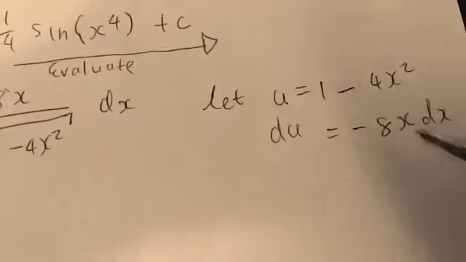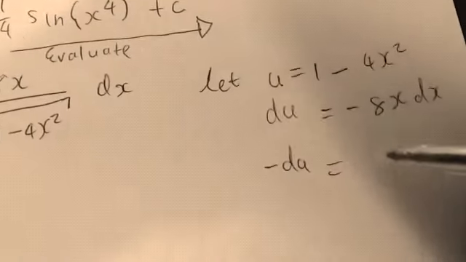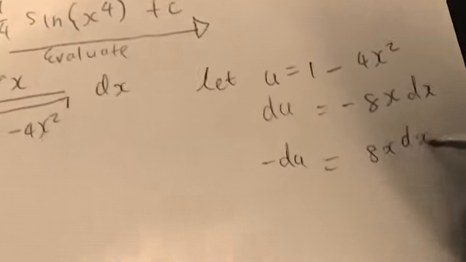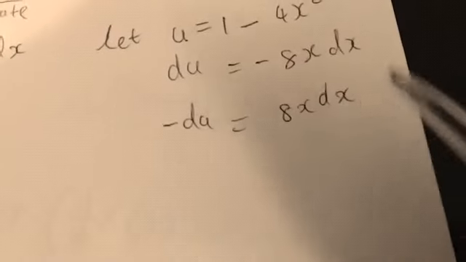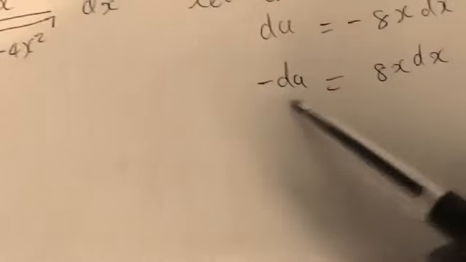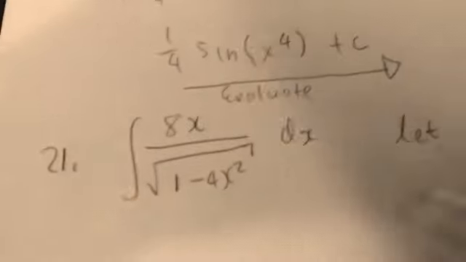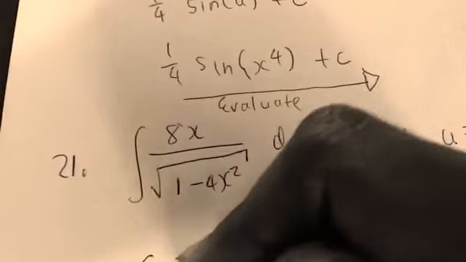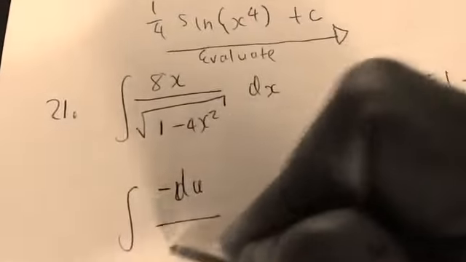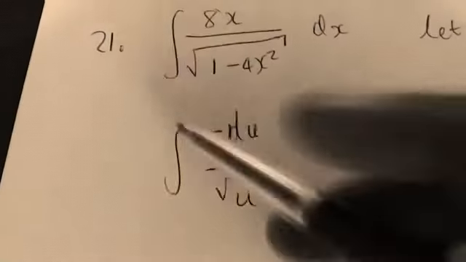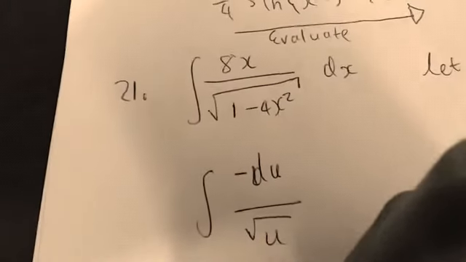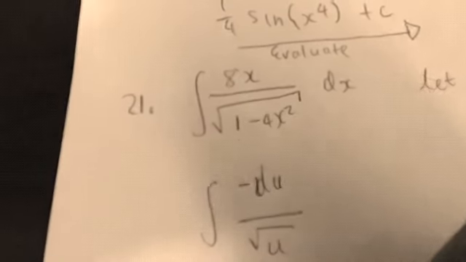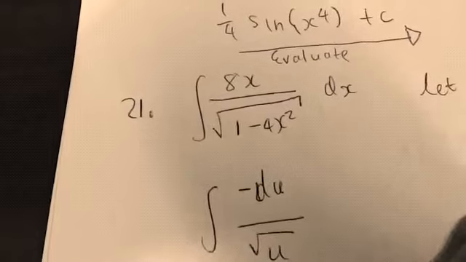So to get 8x dx, we simply go minus du is equal to 8x dx, and now it's just easier to substitute. We simply replace 8x dx with minus du in this particular expression. So we have the following now, minus du, because we are substituting back, square root of u. And now we have to evaluate this one. So we go 1 over square root of u.